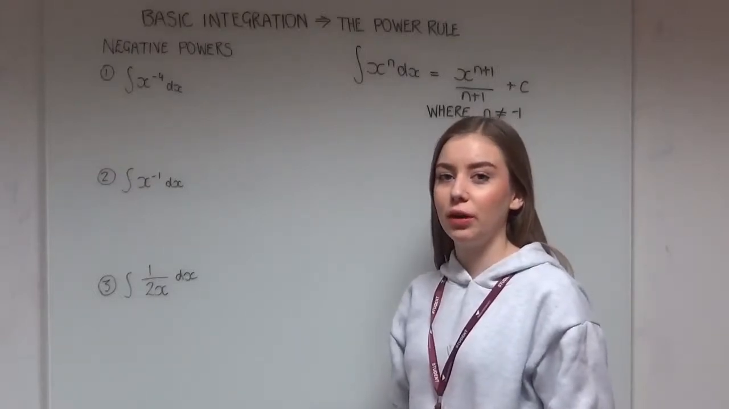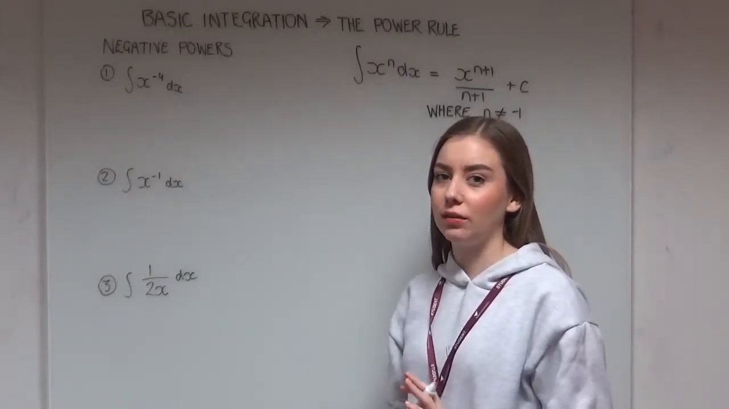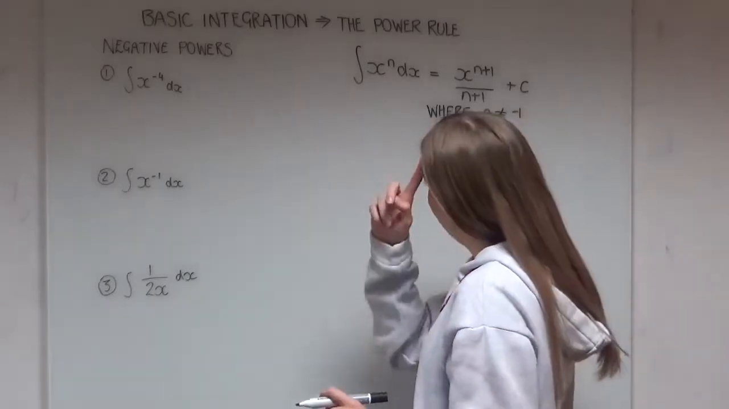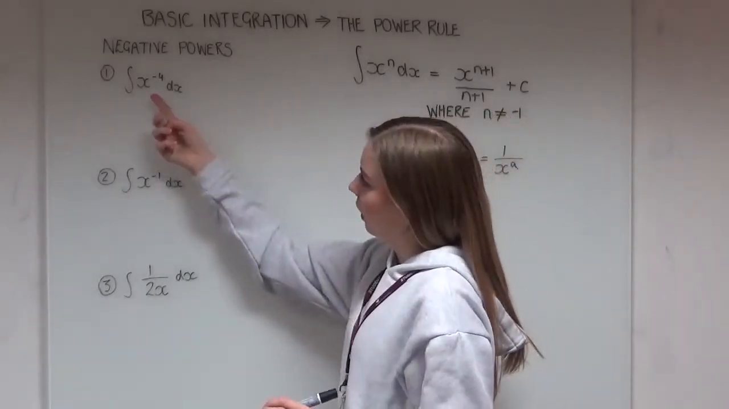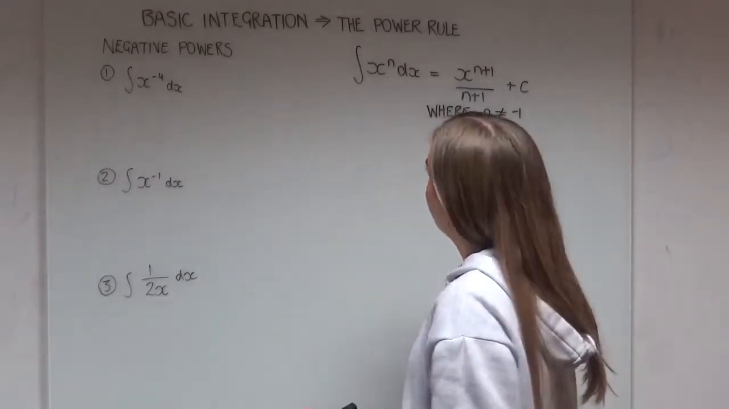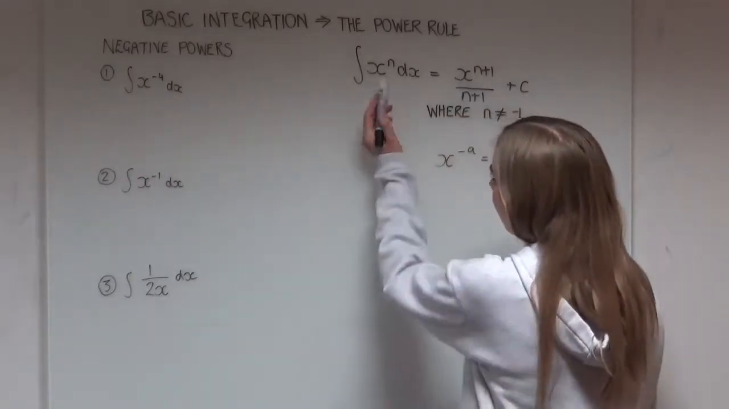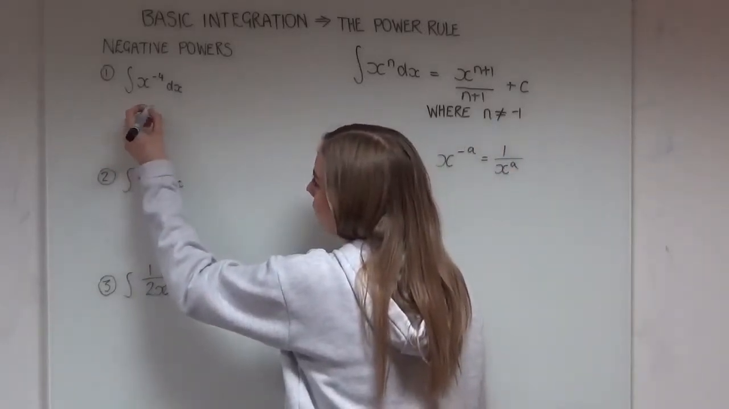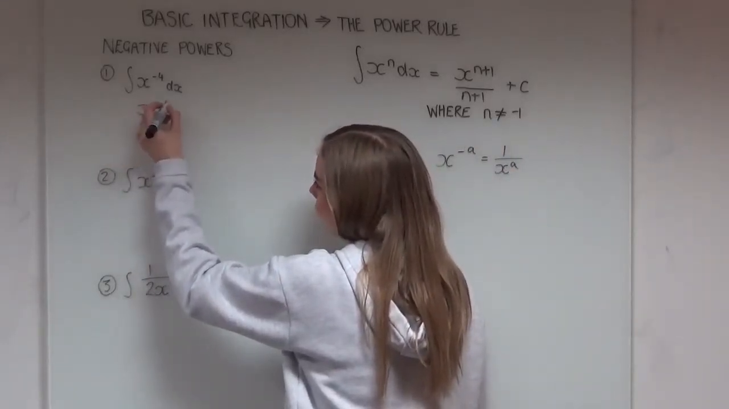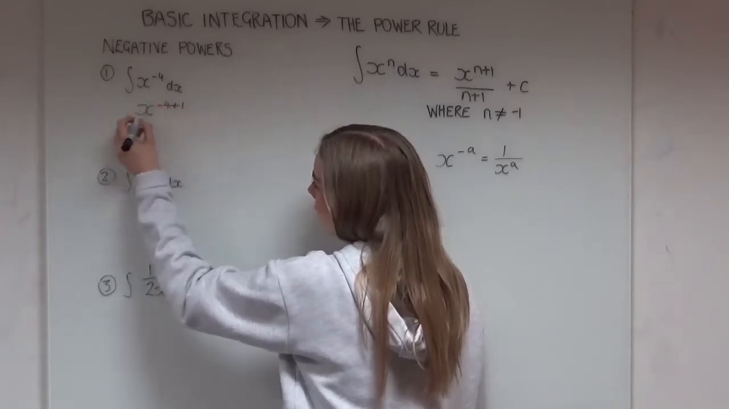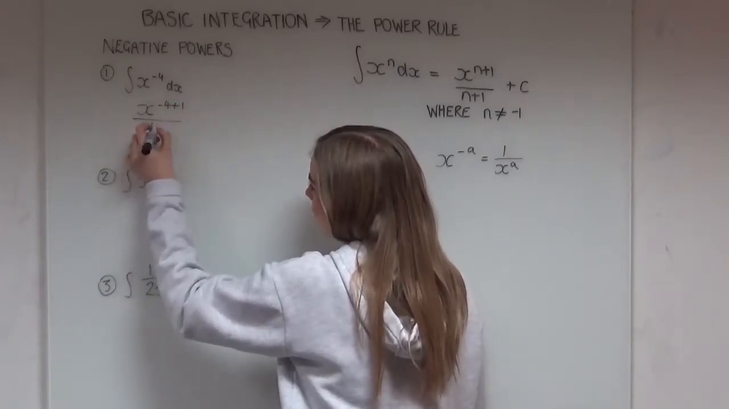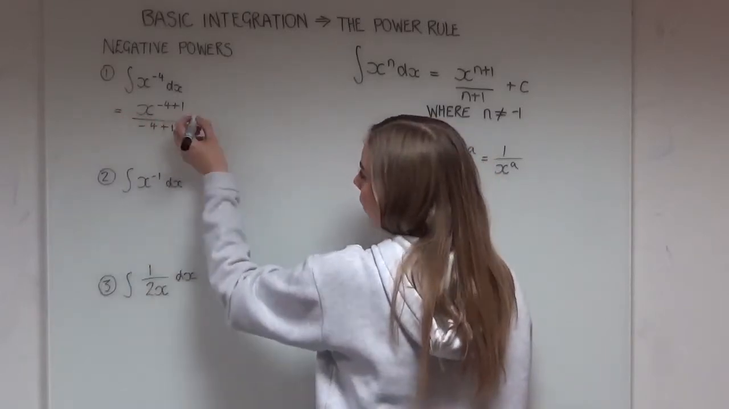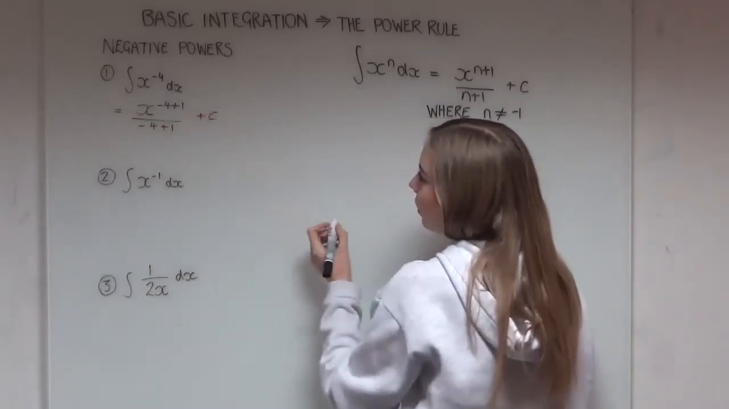So in this video I'm going to go through a couple of integration example questions when we have negative powers. In this first question we have x to the power of minus 4 that we're integrating. So in this case our n is minus 4. So we just treat this normally. So that's x to the power of minus 4 plus 1 divided by minus 4 plus 1. And then we have our constant of integration c as well.